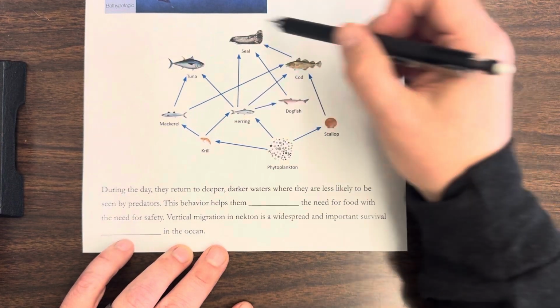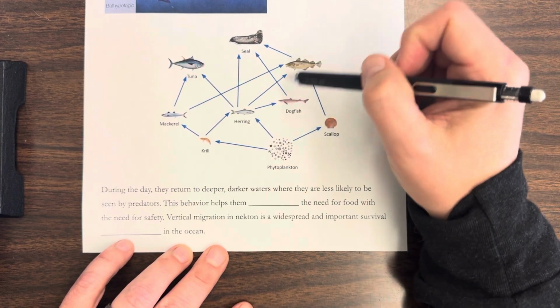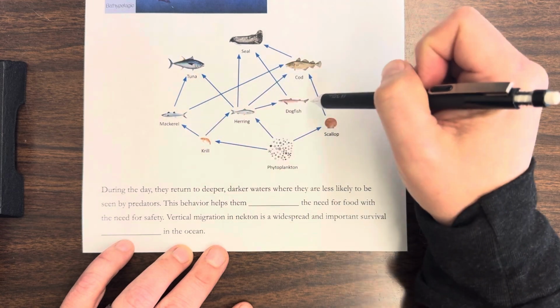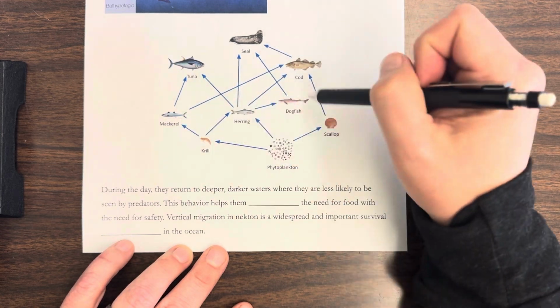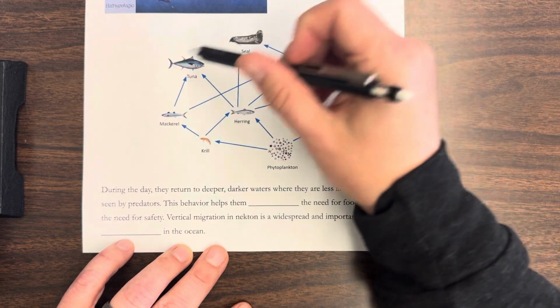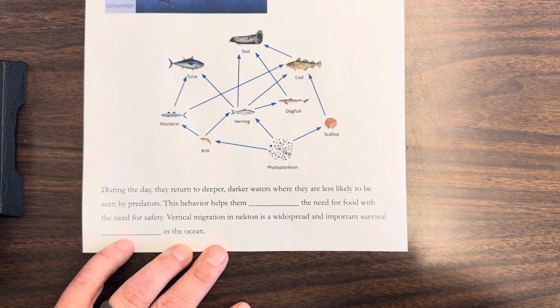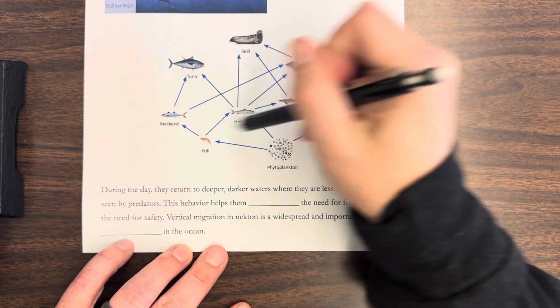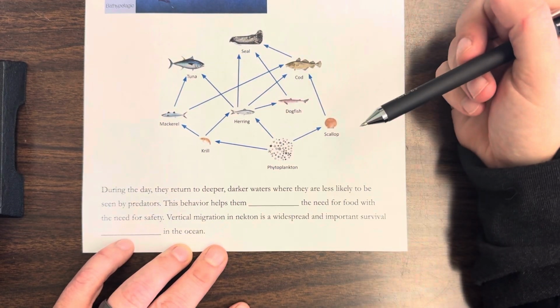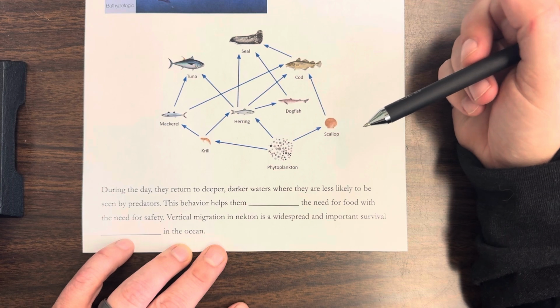So some of these primary and secondary consumers need to avoid those apex predators. So they're going to be the ones that migrate vertically even deeper than the zooplankton.